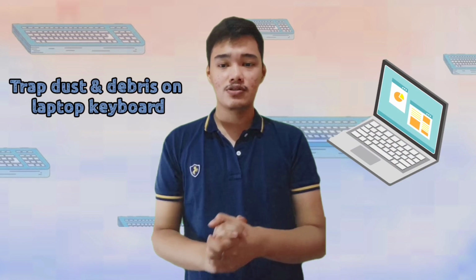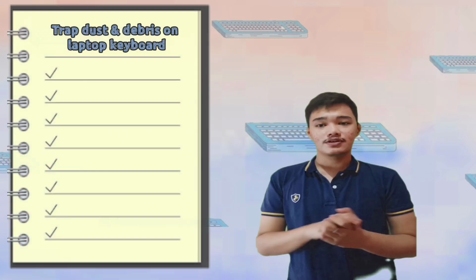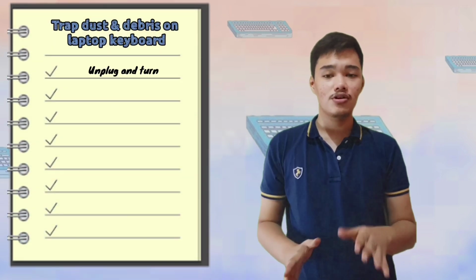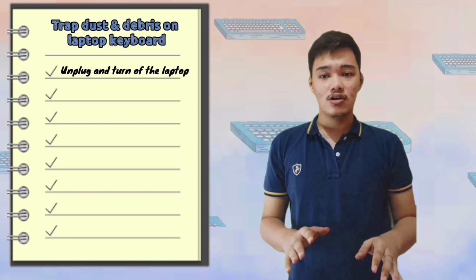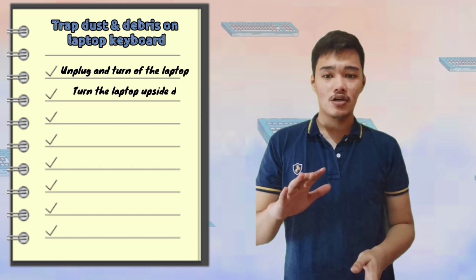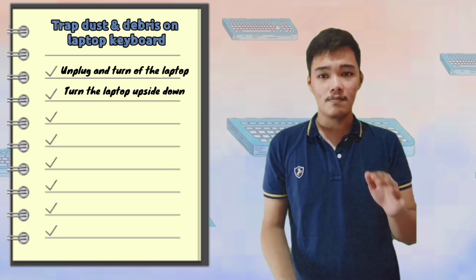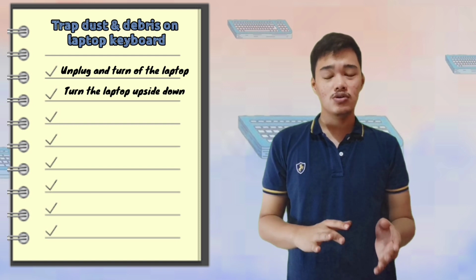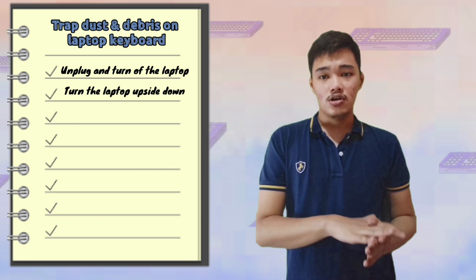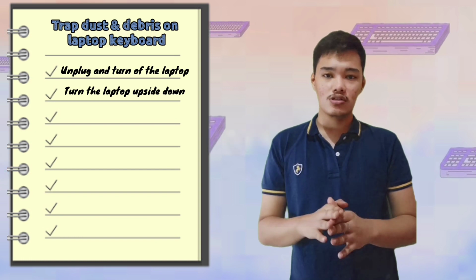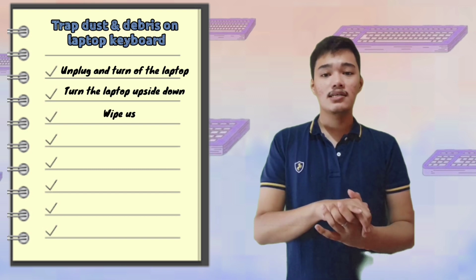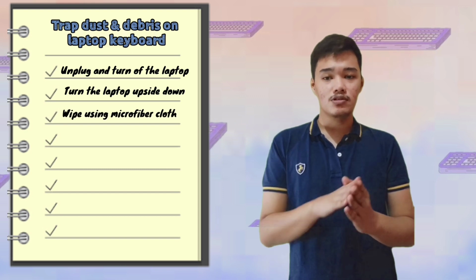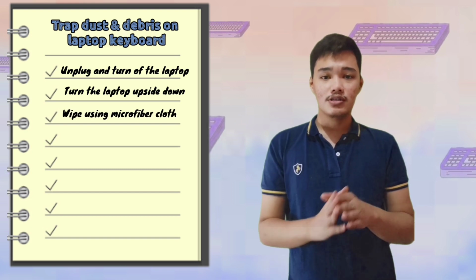Trap dust and debris on laptop keyboard. The first thing you need to do is unplug and turn off your laptop. Second is turn your laptop upside down, then slowly tap the top of the laptop so the dust and debris will come out. You can also use a soft bristle brush to clean the corners between the keys of your laptop. Then lastly is to wipe or lightly damp using a microfiber cloth across the keys.